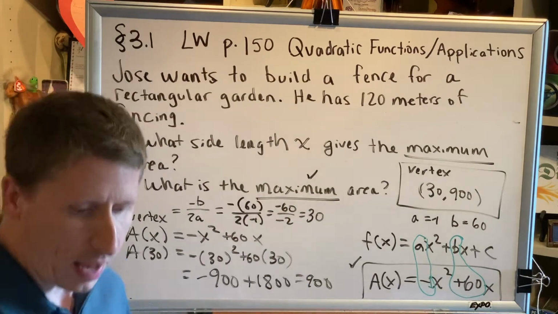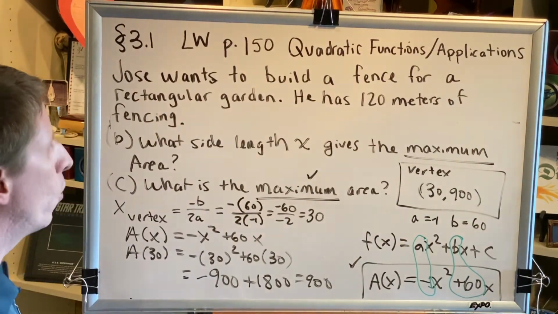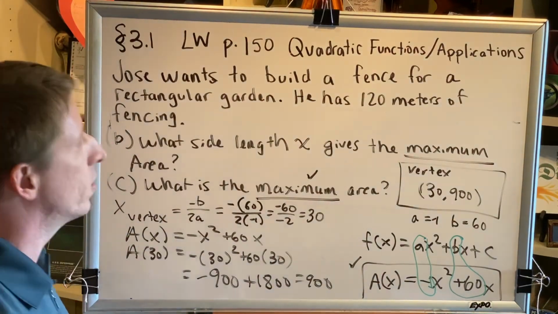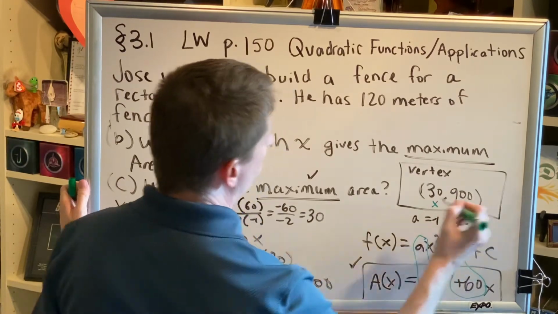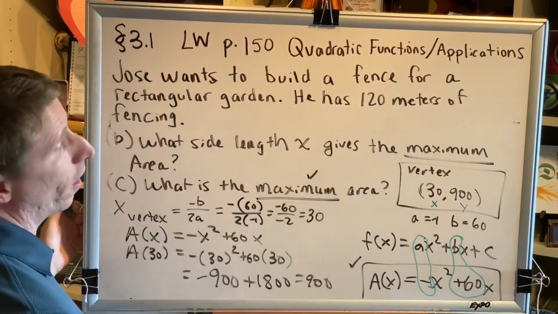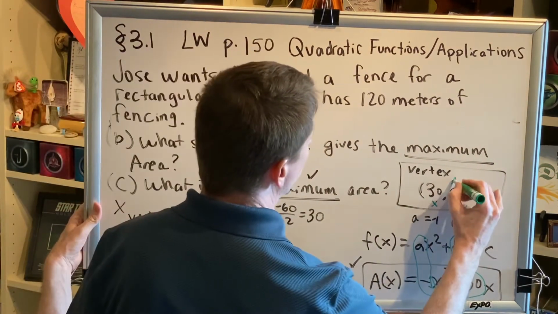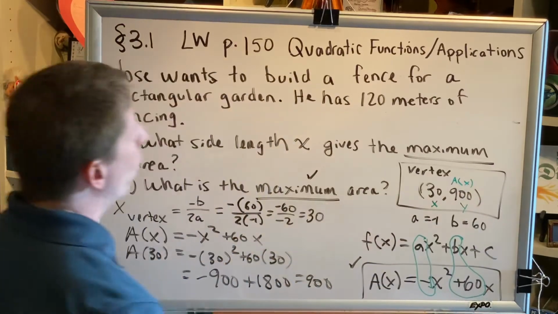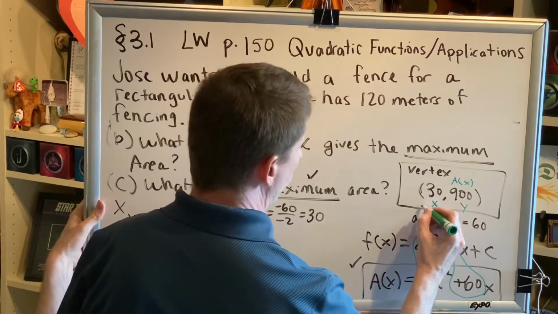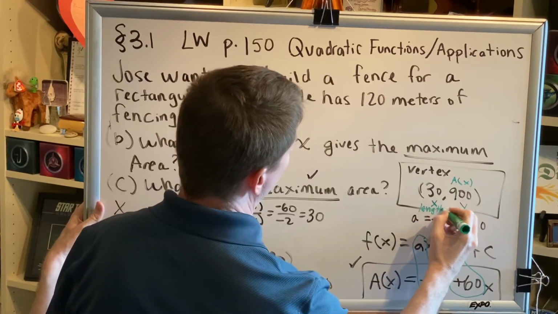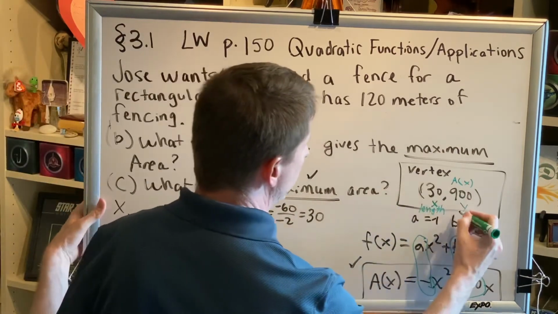Okay, we are now ready to answer both questions from parts B and C of this problem. We just have to be thoughtful about what our variables represent. Remember, this is an x and this is a y. But another word for y is f of x, or in this case, because it represents area, A of x. We know that in this problem, x represents side length, so length. And we know in this problem that A represents area, so A of x is area.